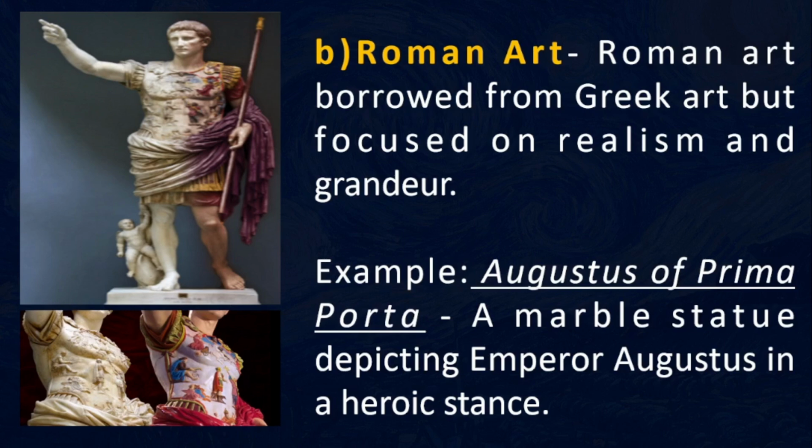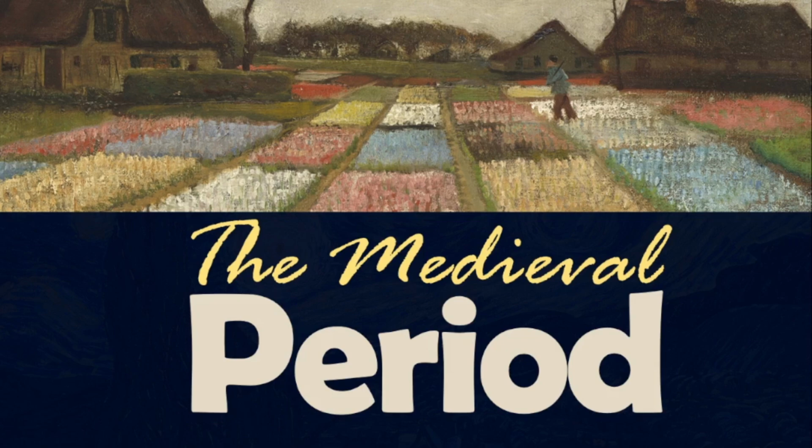D. Roman art. Roman art borrowed from Greek art, focused on realism and grandeur. Example, Augustus of Prima Porta. This life-sized marble statue depicts Emperor Augustus in a heroic, godlike pose, showcasing his divine right to rule. The detailed cuirass breastplate illustrates Rome's military victories and diplomatic success. The contrapposto stance, borrowed from Greek art, gives the figure a dynamic yet authoritative presence.